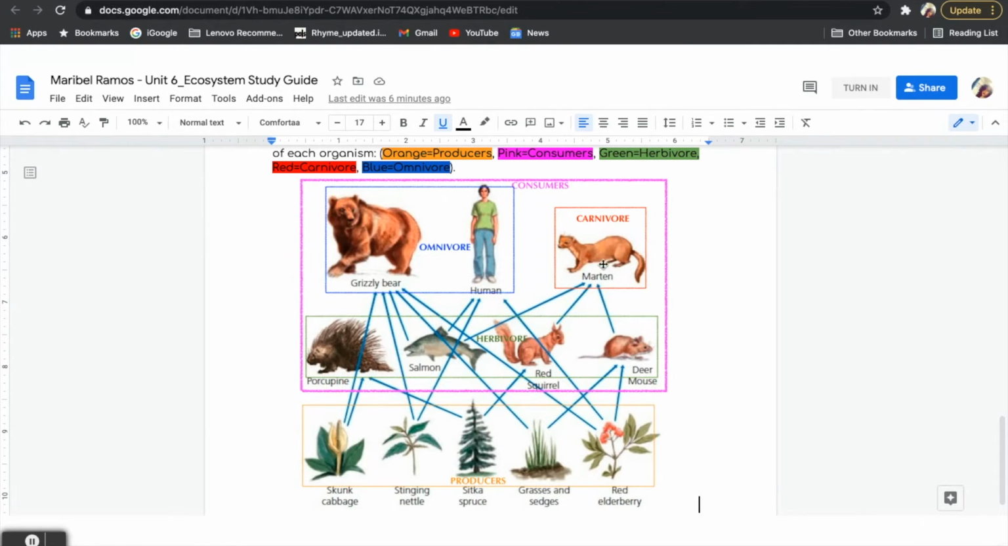All herbivores, carnivores, and omnivores are consumers. They have different choices of what they like to eat. Some may like to eat meat, some may not, but they are all consumers because they need to consume, or eat, another organism to get their energy.